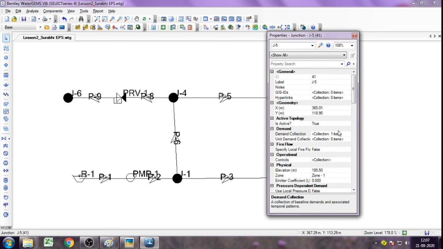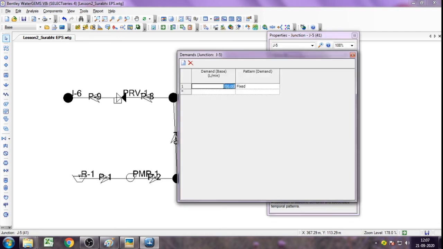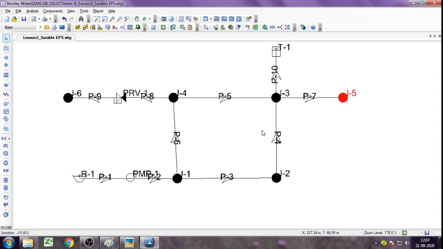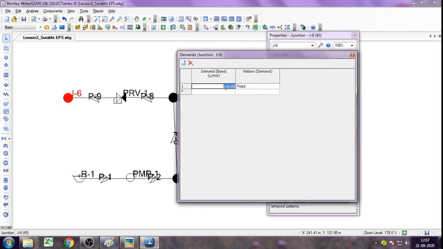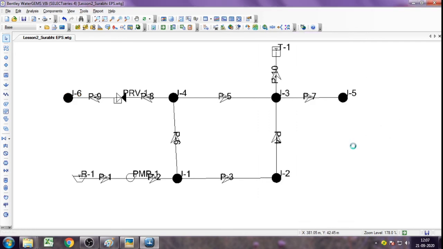For junction number 5, the value is 350 for residential, and there is no case of commercial, as this might be a completely residential junction, so no case of commercial. And for junction 6, 280 and 76 for residential and commercial respectively. So now we have assigned all the demand patterns to all the junctions which are varying with time.